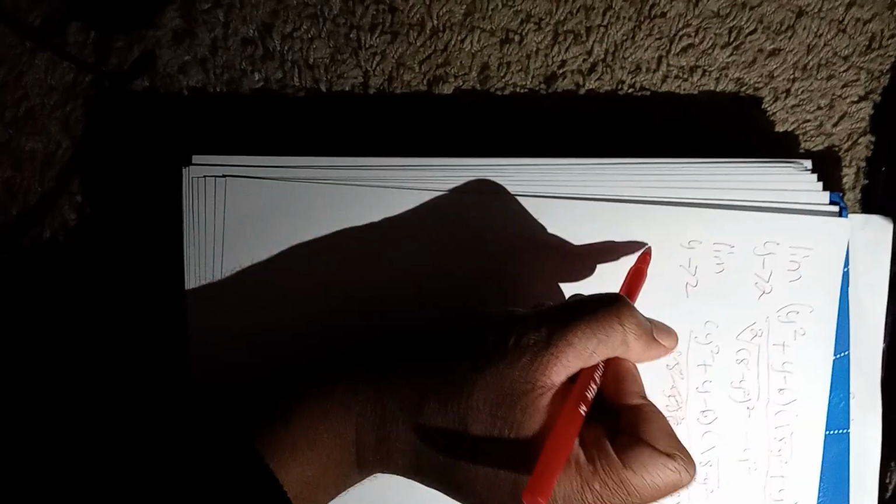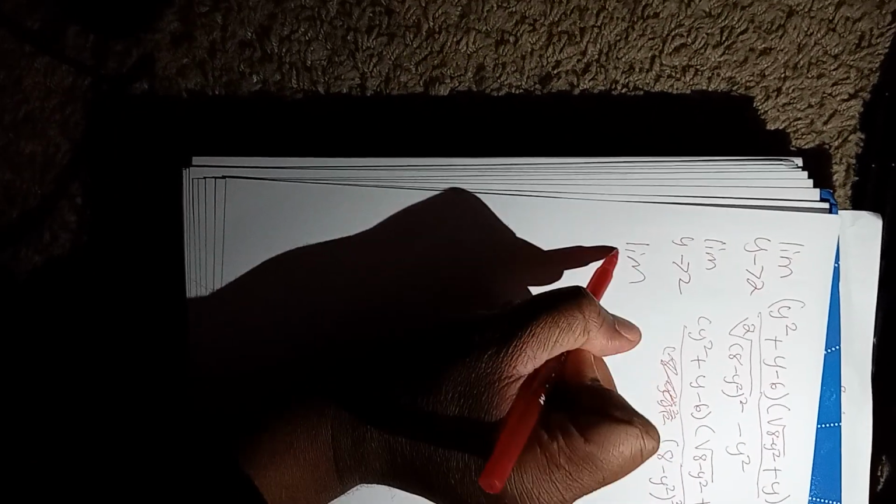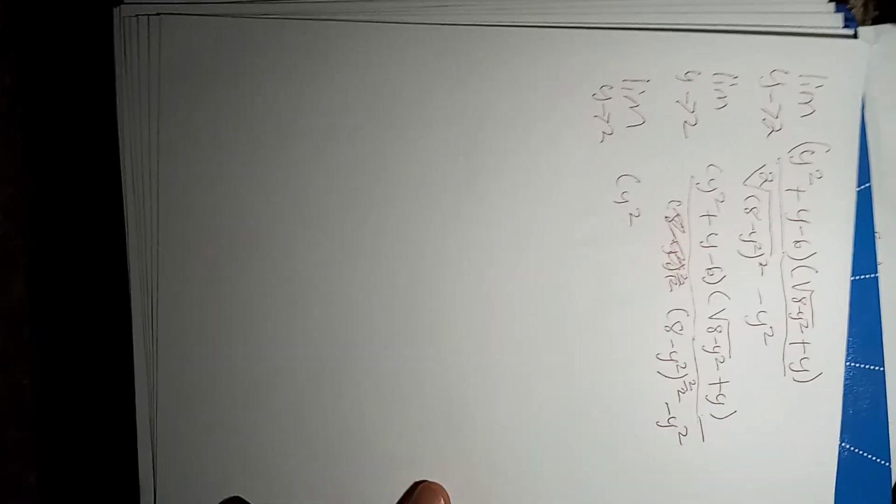And then minus y squared. And then we need to factor y squared plus y minus 6 eventually later on in the problem. So the limit of y goes to 2 of y squared. So let's take a look at the previous stuff here.